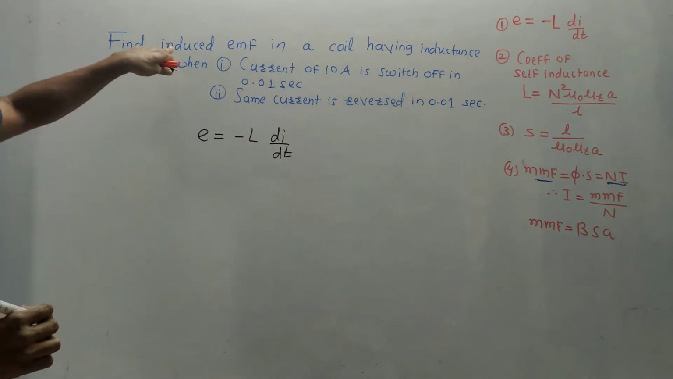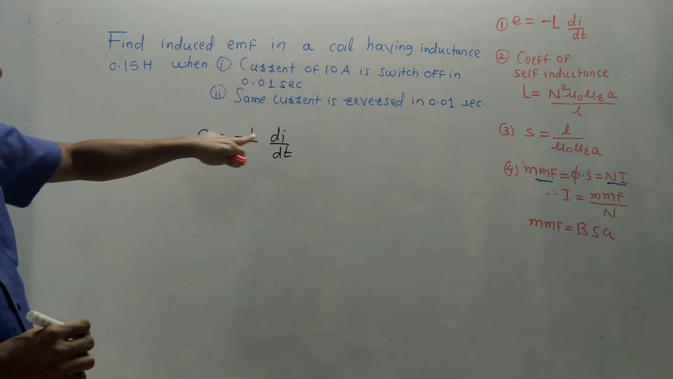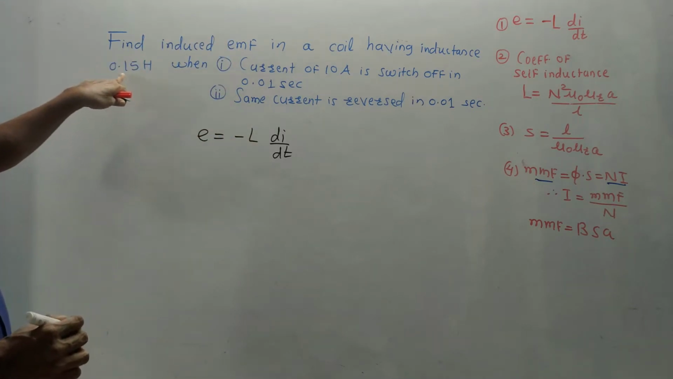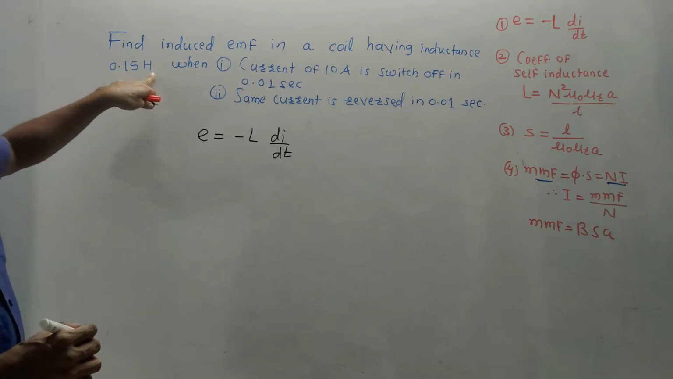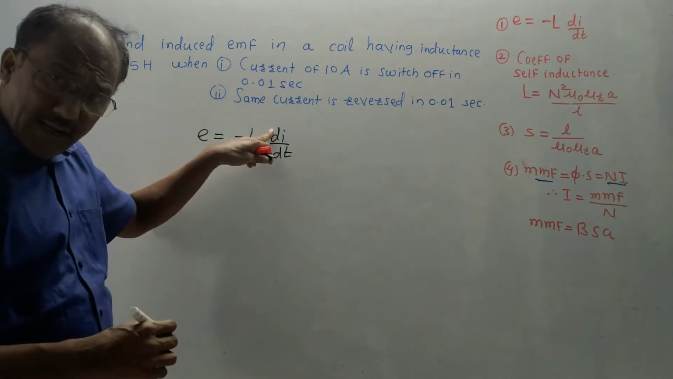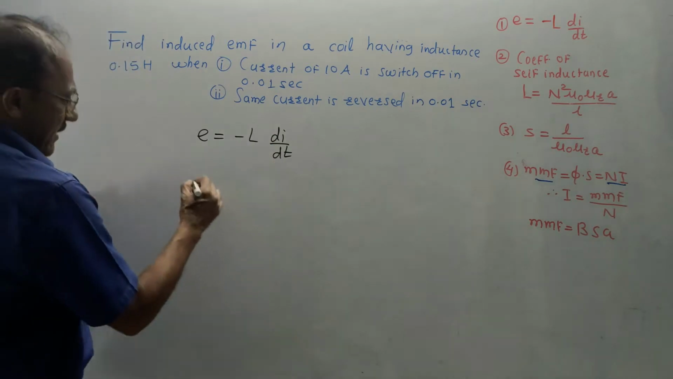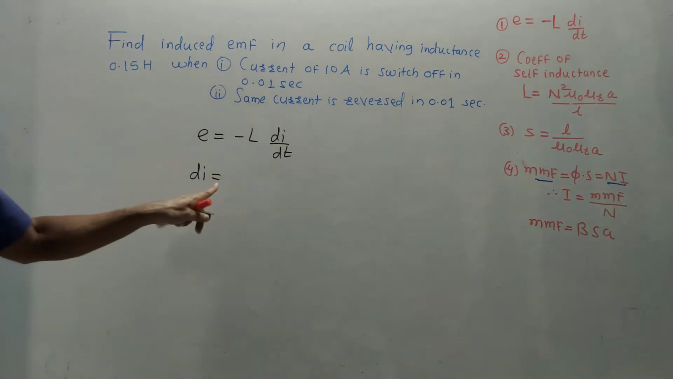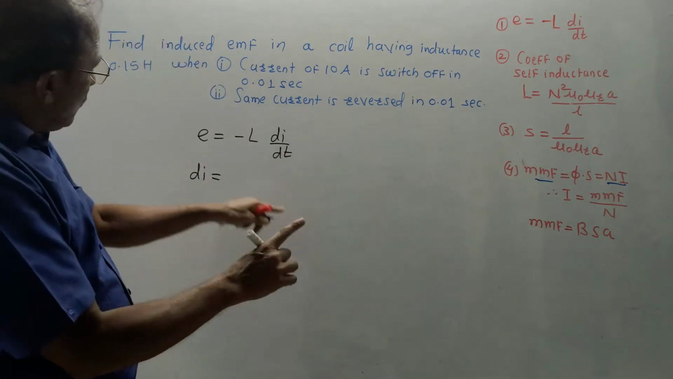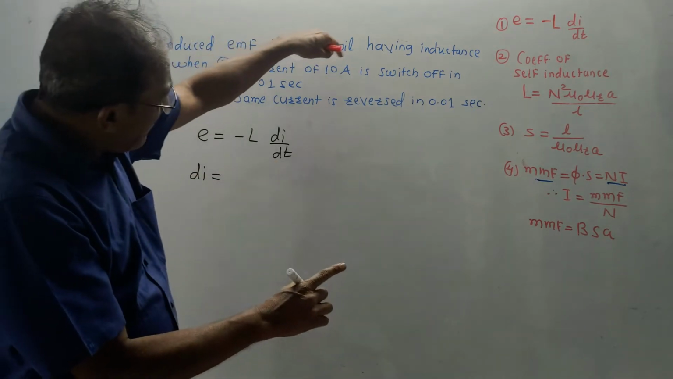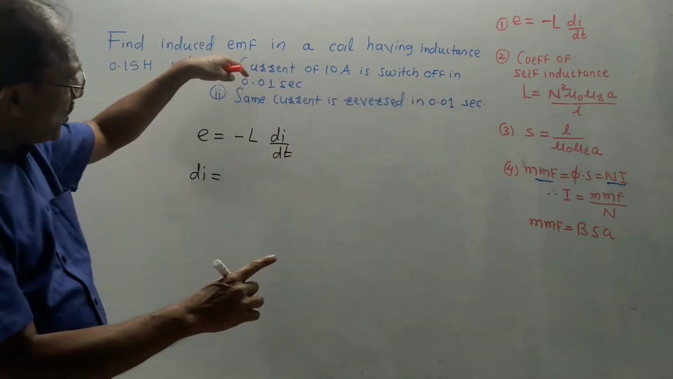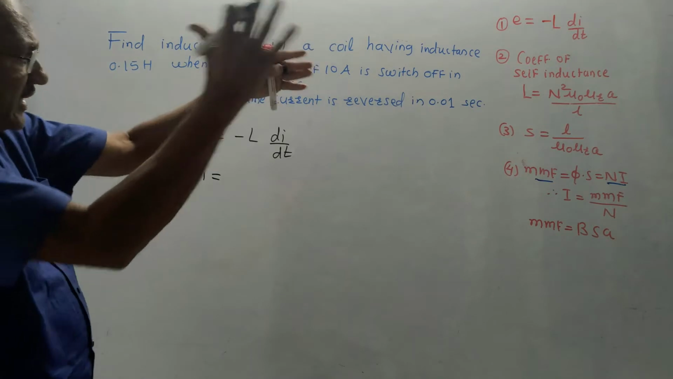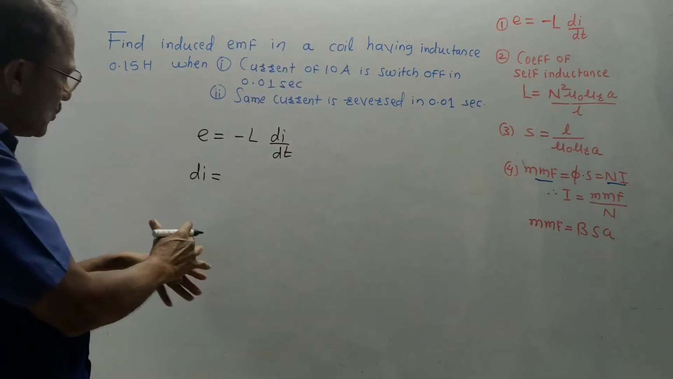Why did I select this formula? It is clearly mentioned, find induced EMF. This is the equation of induced EMF. L is the given value of inductance, which is 0.15 Henrys. I need to think about di by dt. Now, let us write the terms separately. Di is change in current. Look at the question carefully. Current of 10 amperes is switched off in 0.01 seconds. So, current is switched off, means initially current was 10 amperes, it becomes 0.